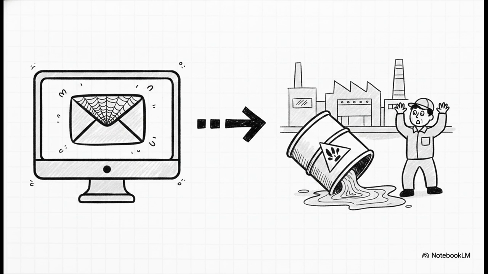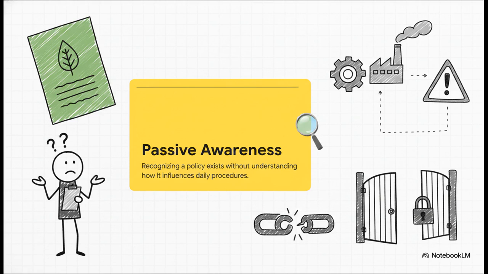Unread emails, outdated storage practices, and a highly dangerous chemical spill. Passive communication literally directly caused an operational failure and environmental harm. That scenario right there, that is the textbook definition of passive awareness.